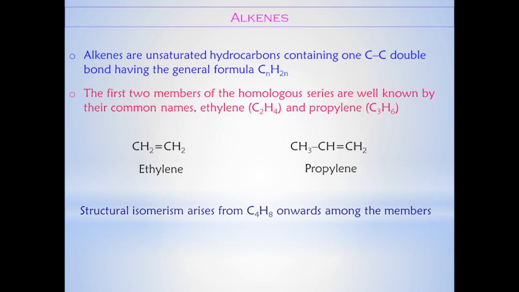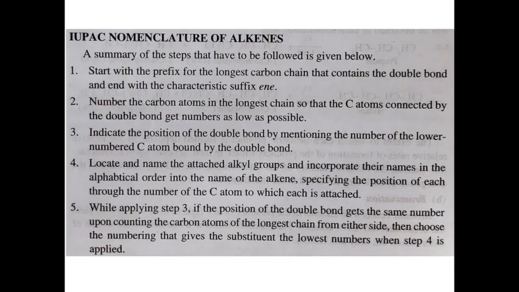Now let us discuss the nomenclature of alkenes. As we have already discussed in the case of alkanes, we have to count the longest hydrocarbon chain first. Then we have to find out where the carbon-carbon double bond is present in the molecule, and we have to number in such a way that the double-bonded carbon gets the least number.